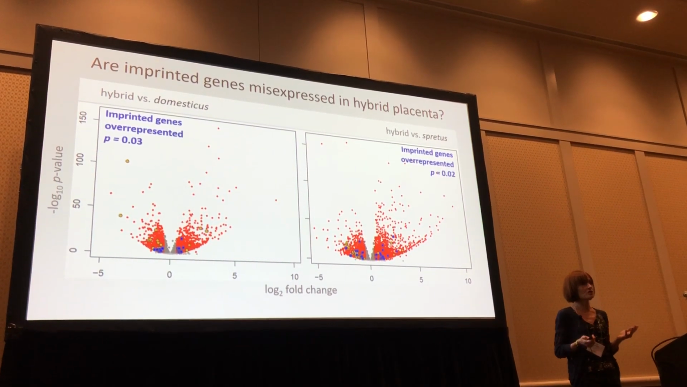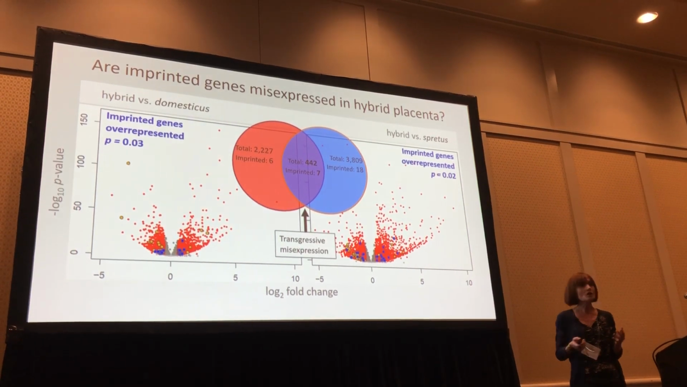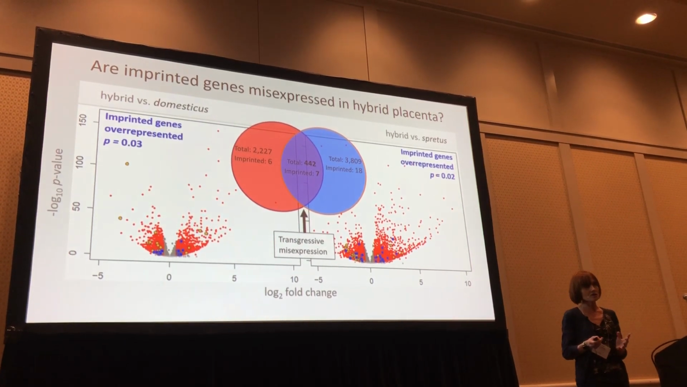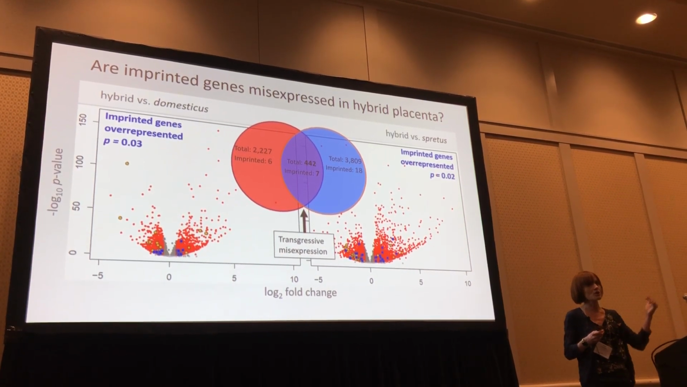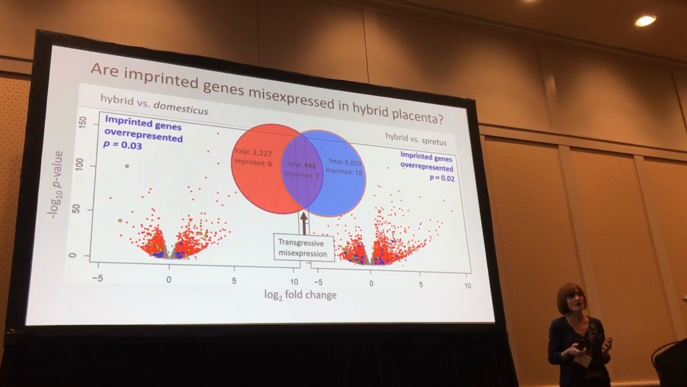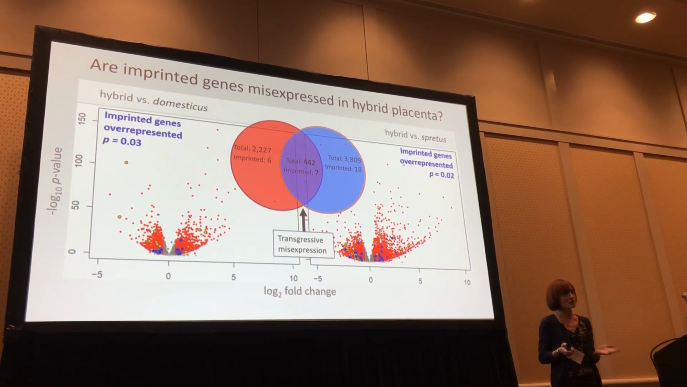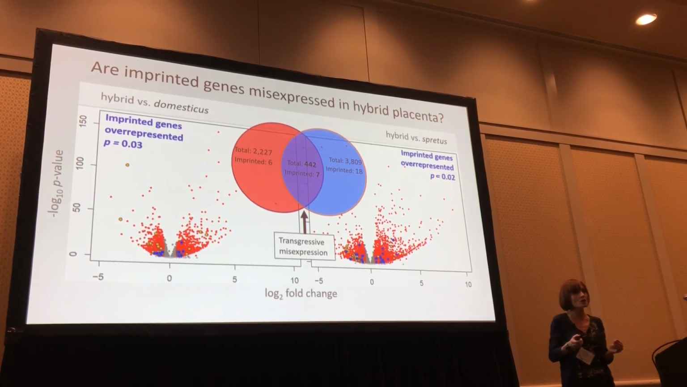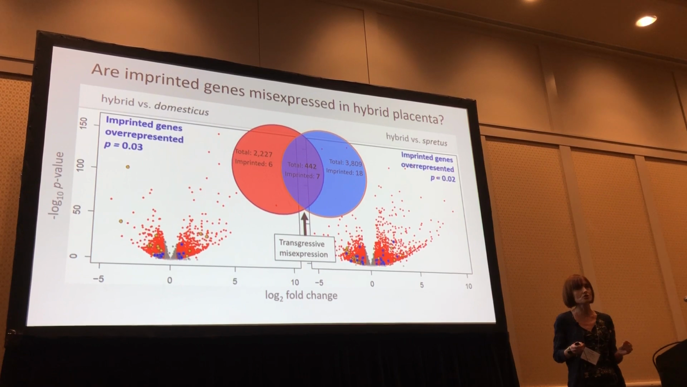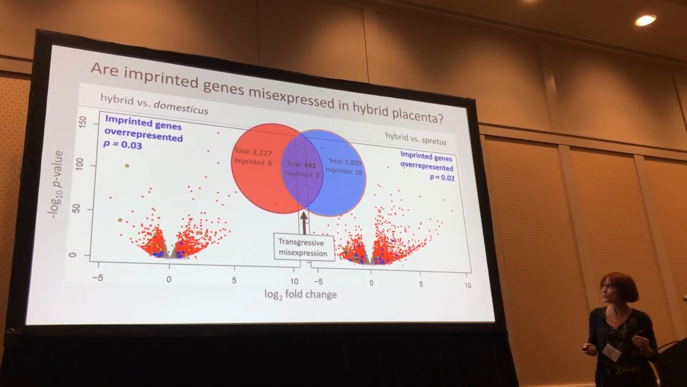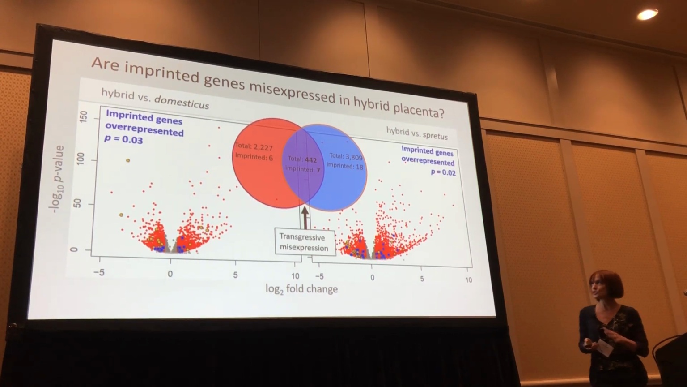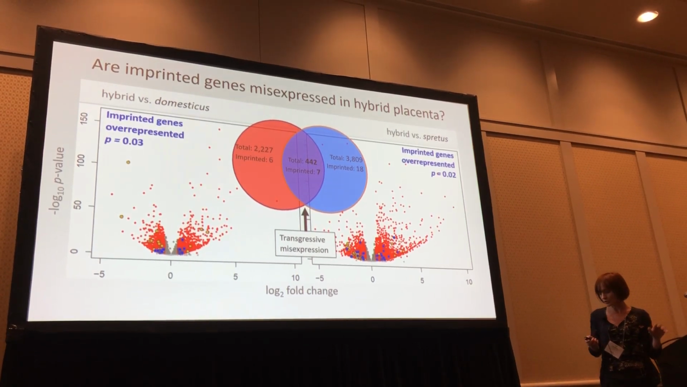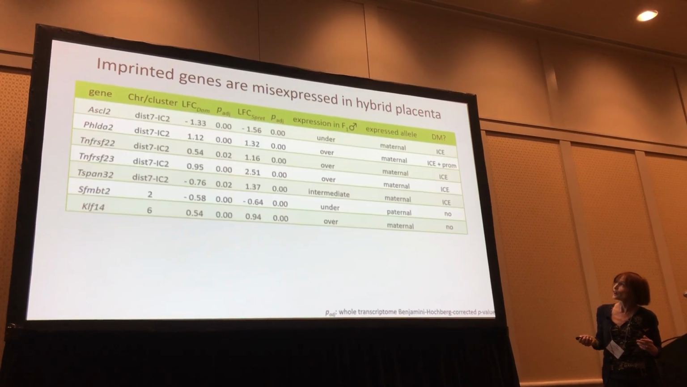But what we're really interested in is misexpression. For genes to be considered misexpressed, we require that they be transgressively expressed, outside of the range of both parental species. There are about 450 genes that meet this criterion, of which 7 are imprinted genes. So right away, this tells us that not all imprinted genes are misexpressed in these hybrid placentas. Now I'm going to focus on the imprinted genes that are misexpressed at the level of the whole transcriptome. Okay, here they are.